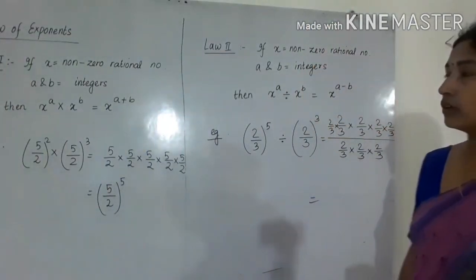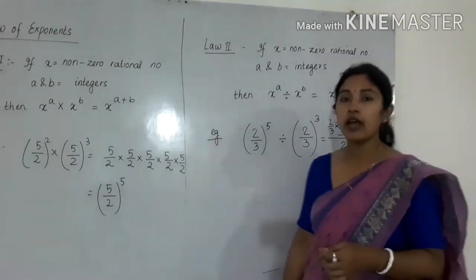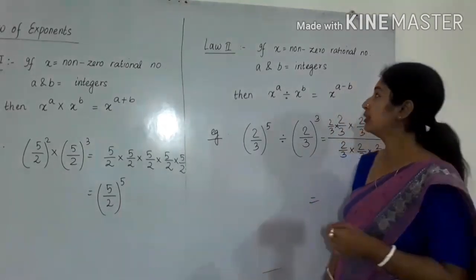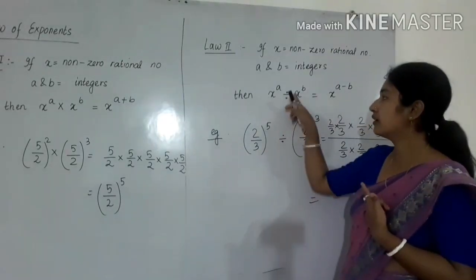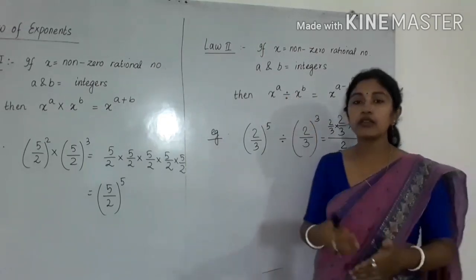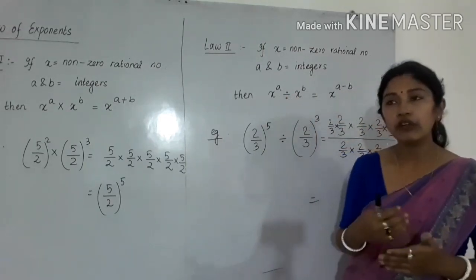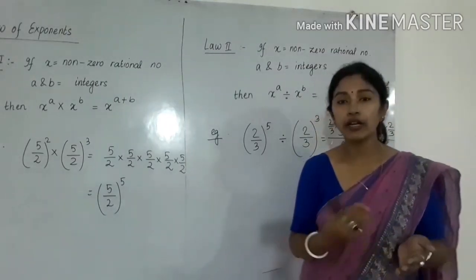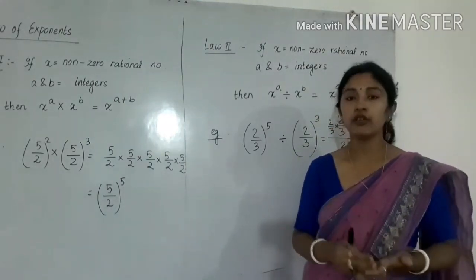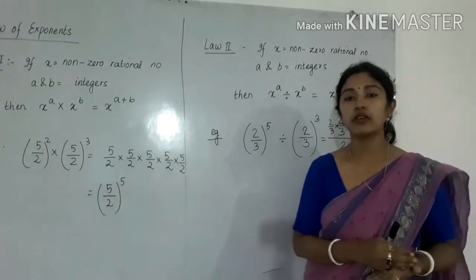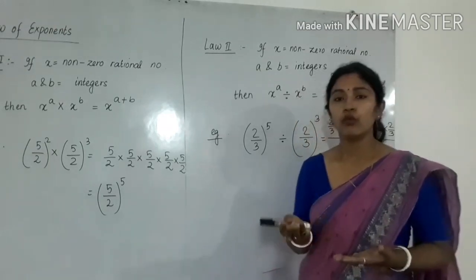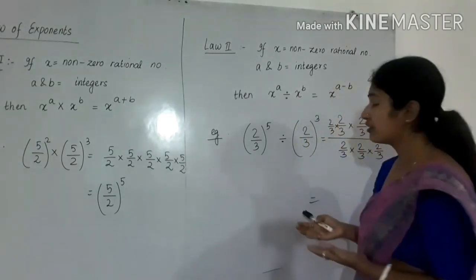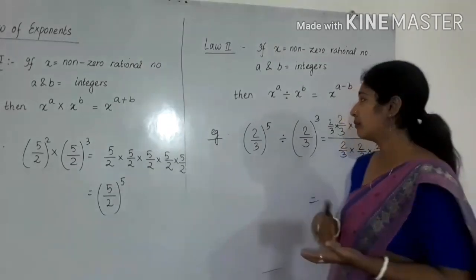Next, come to law 2. The second law is similar. The base is a non-zero rational number and the powers a and b are any integers. Then x to the power a divided by x to the power b. Here the division symbol is written. What happens in case of division? When we divide a number by another number, the quotient will be smaller than the previous numbers, that is, the divisor and the dividend. The quotient will be slightly smaller than the previous number.